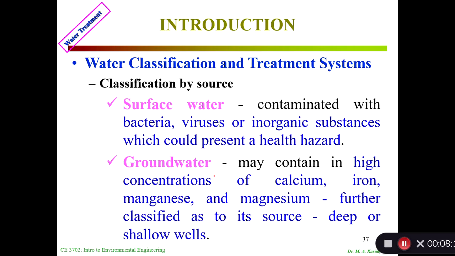Water classification and treatment systems. There are two sources that we discussed in topic 2: surface water and groundwater. Surface water is contaminated with a lot of suspended materials, bacteria, viruses, inorganic substances, and so on that can have a health effect. Groundwater may contain high concentrations of calcium, minerals, dissolved particles, manganese, and magnesium, and is further classified into deep or shallow wells. Both may need some kind of treatment before we can make the water potable, safe to drink and palatable.